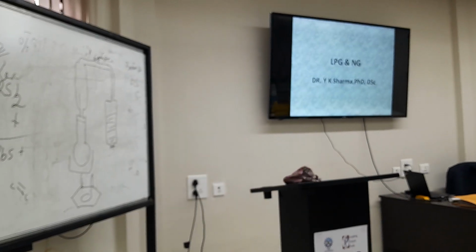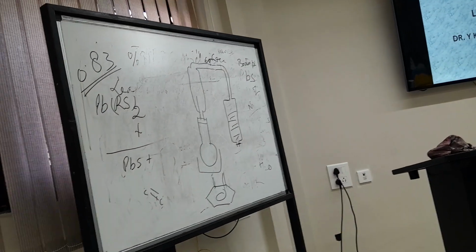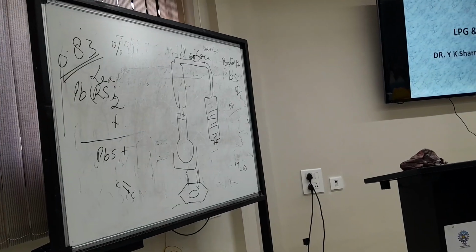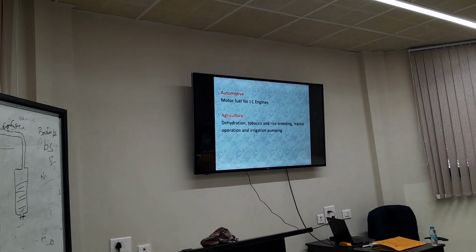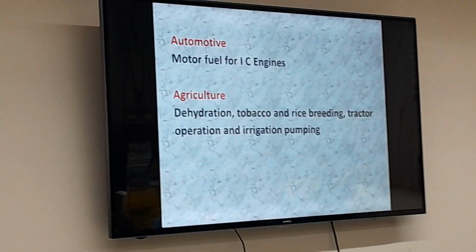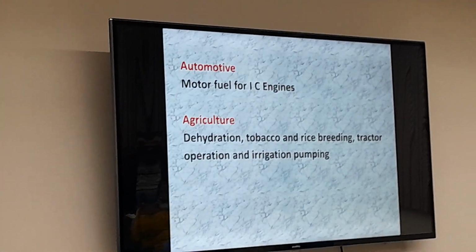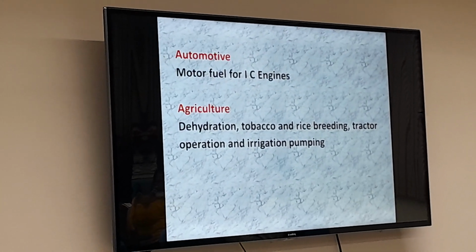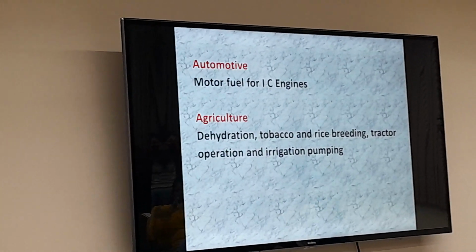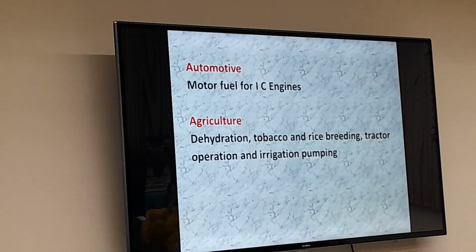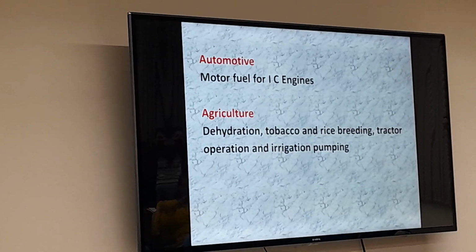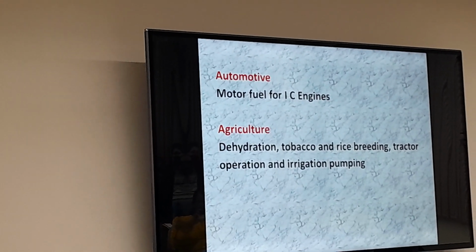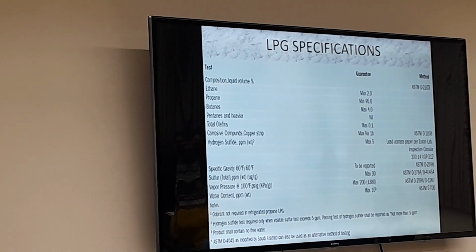Rajneesh, there is a specification. Collect it, cool it, and then take its weight. So the difference is seen in fertilizer, tobacco and rice breeding, tractor operation, and irrigation pumping. The tobacco present in the cigarette is roasted; it's not as it is obtained from the tobacco plant. So therefore, roasting for tobacco and rice breeding, you need this for tractor operation and for irrigation pumping. This is some of the specification.